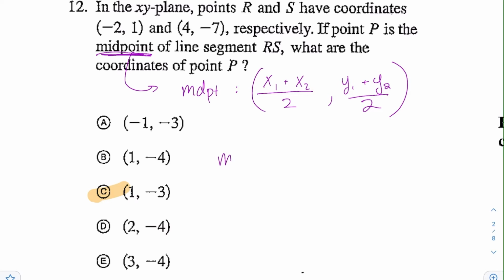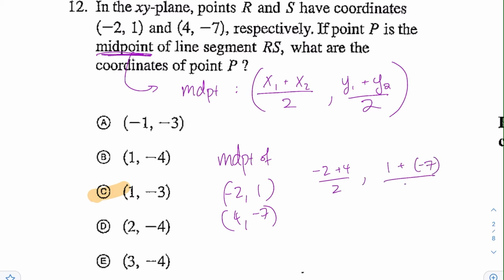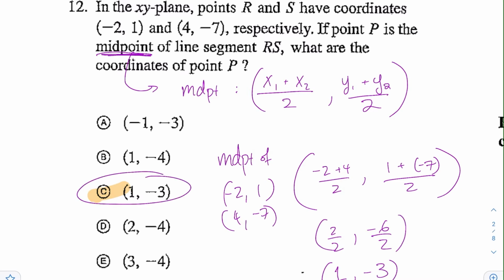So to find the midpoint of (-2, 1) and (4, -7), you have to add the x values, so that's going to be (-2 + 4) divided by 2, and (1 + -7) divided by 2. So then that's going to be 2 over 2, comma, -6 over 2, or (1, -3). And that's choice C.